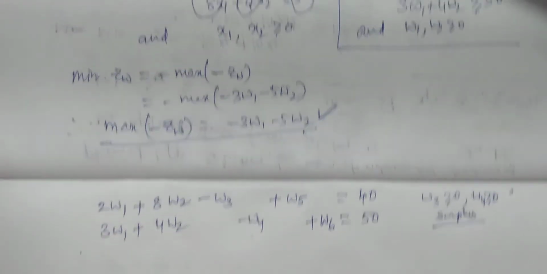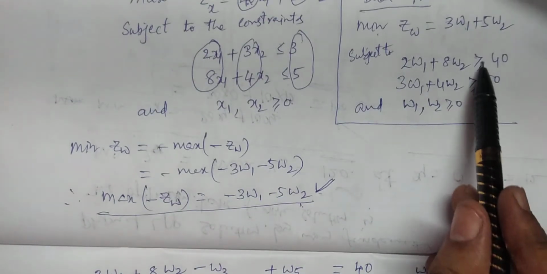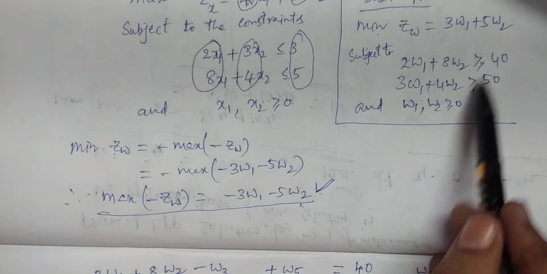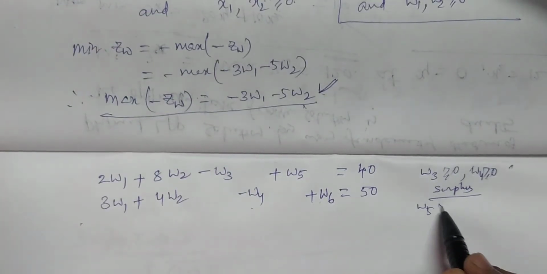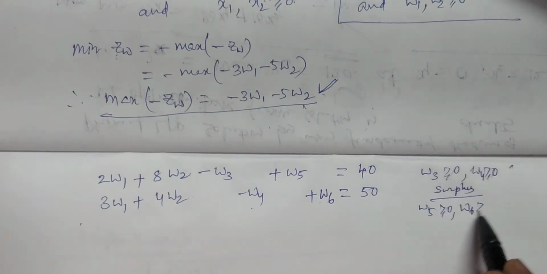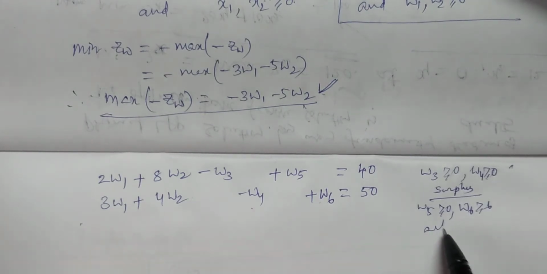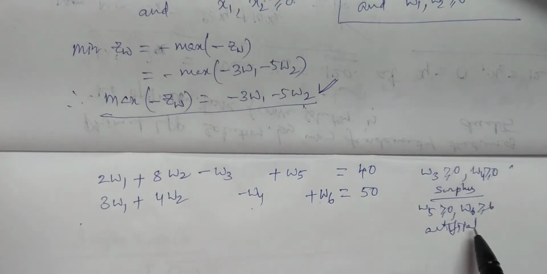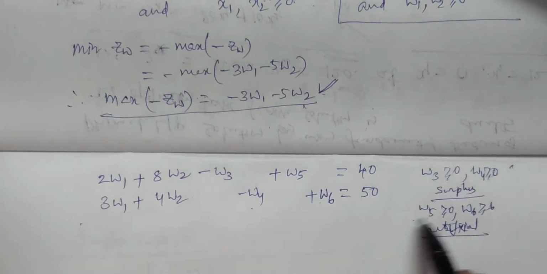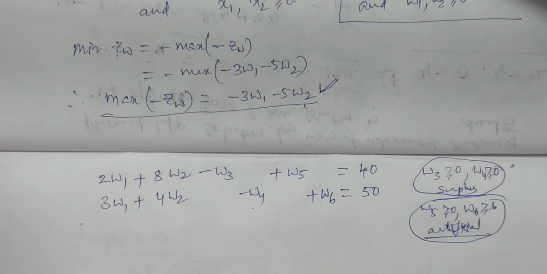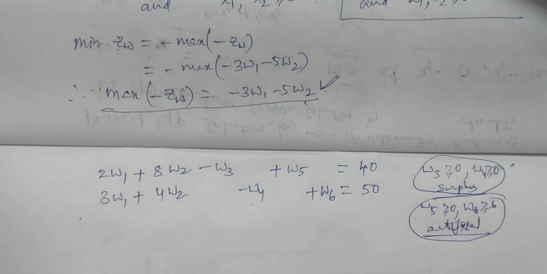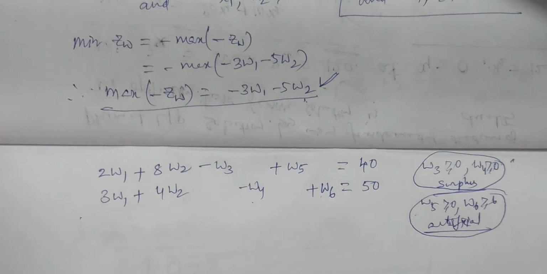So for greater than or equal to constraints, we have to introduce surplus variables and then artificial variables omega 5 and omega 6. They are written as omega 5 greater than or equal to 0, omega 6 greater than or equal to 0, the artificial variables. So these two are artificial variables, these two are surplus variables. This is the first consideration of converting into the equations.